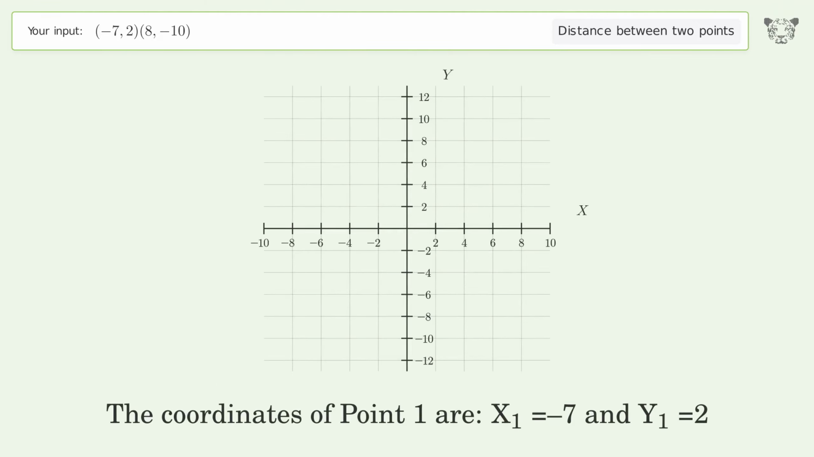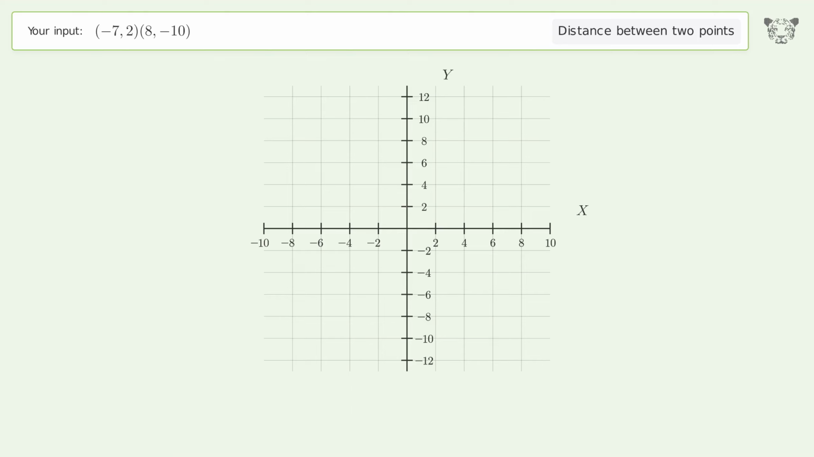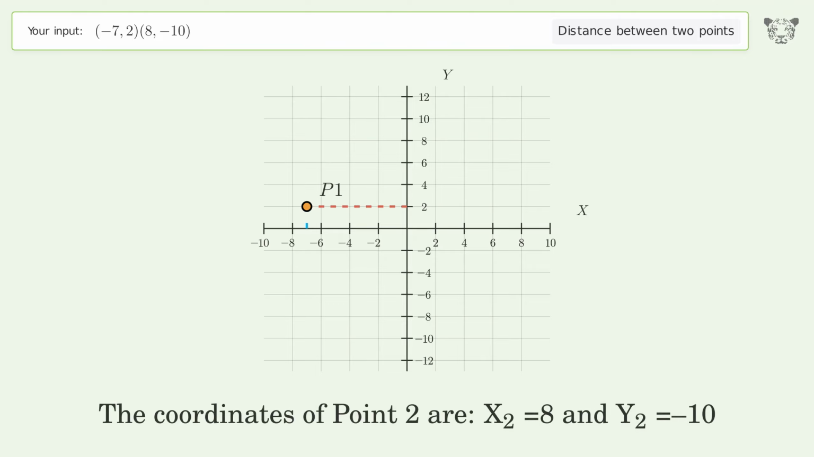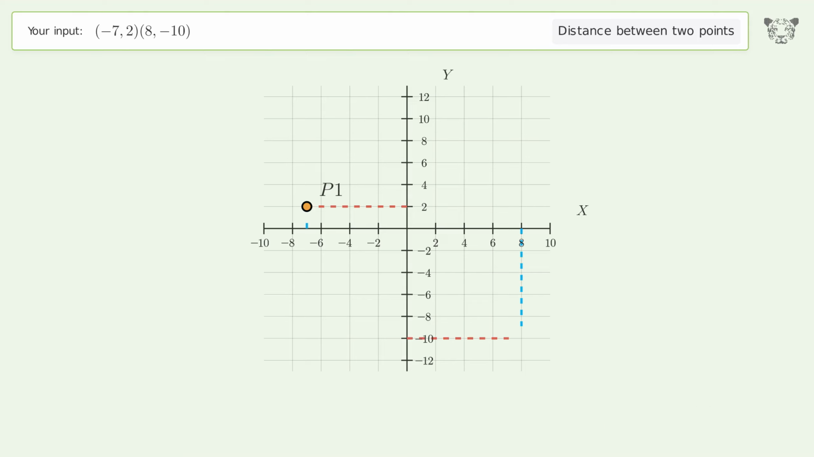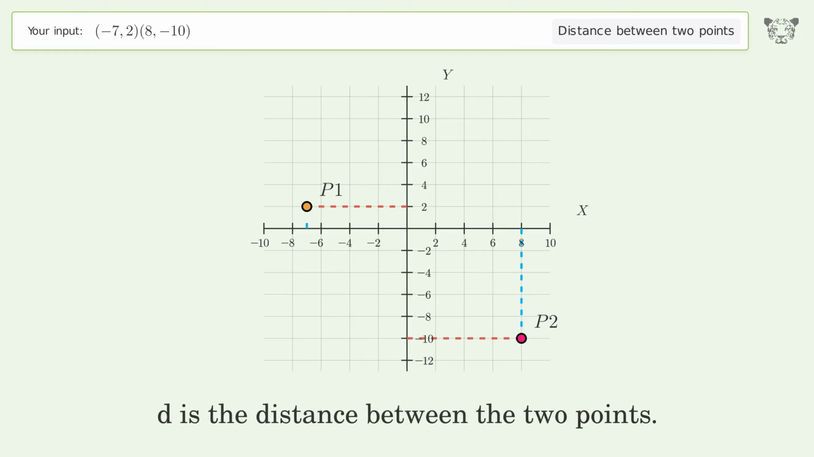The coordinates of point 1 are x1 equals -7 and y1 equals 2. The coordinates of point 2 are x2 equals 8 and y2 equals -10. D is the distance between the 2 points.